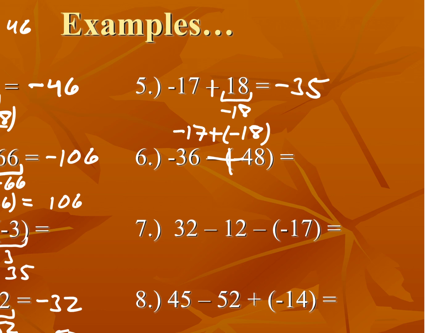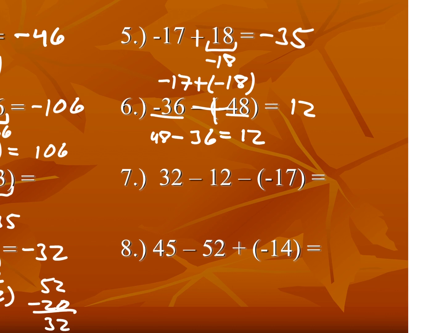Then you follow the rules for addition. 36 is negative, 48 is positive. You subtract 48 minus 36. Gets you 12. And then between 48 and 36, 48 is bigger and the sign is positive. So our answer is going to stay positive 12. All right, good.